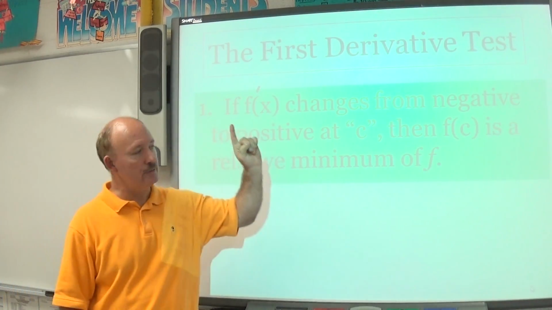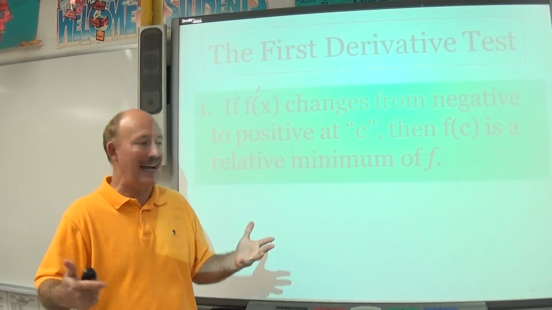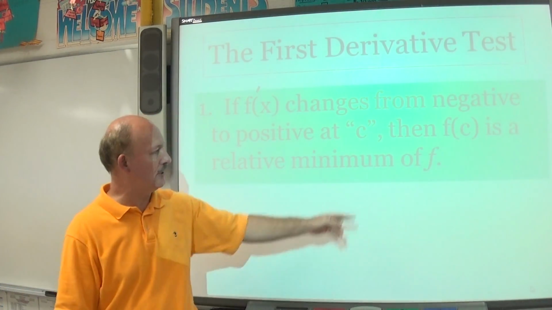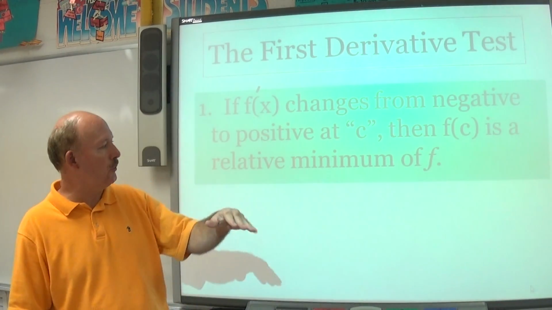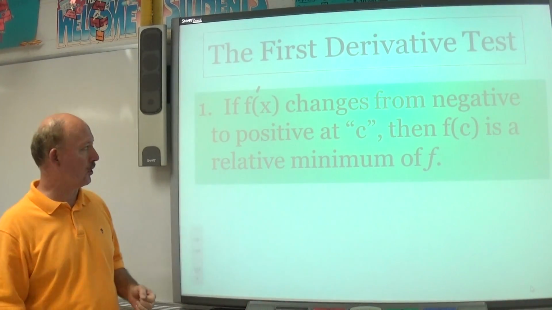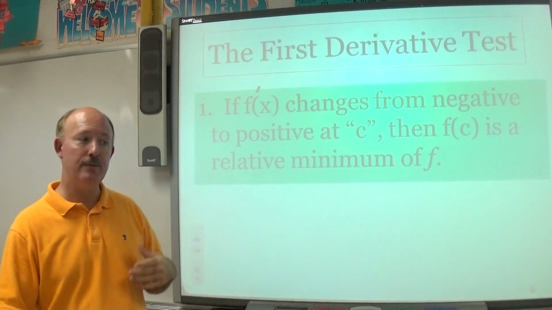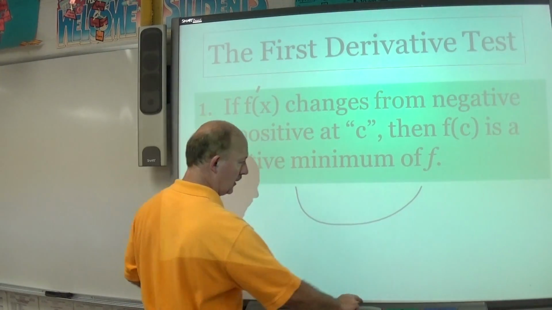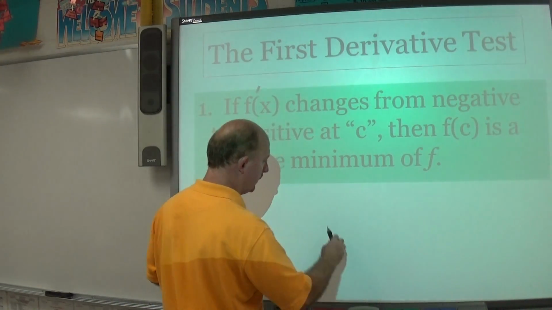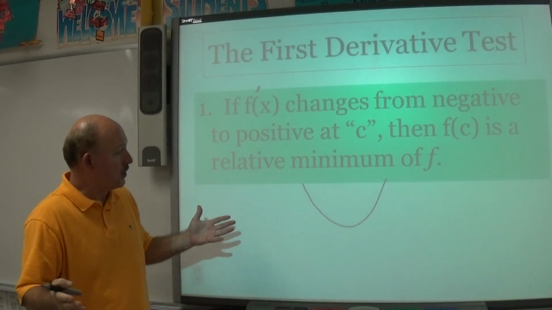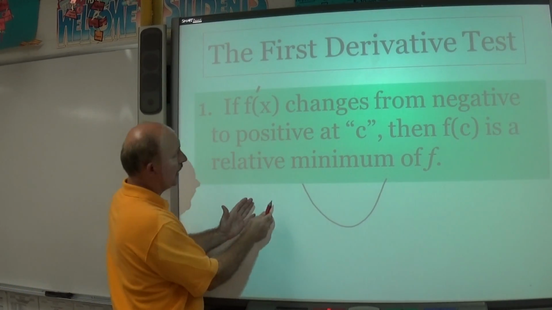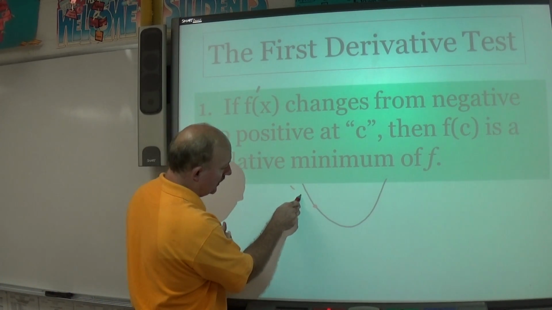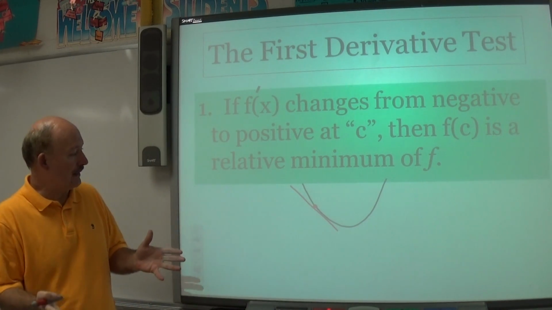If the derivative changes from negative to positive at some c value, then f of c is a relative minimum of f. So f of c would be the y value. So that y value would be a relative minimum on your curve. So if the derivative changes from negative to positive, now think about this. So you've got a curve of some type, like so. And on that particular part of the curve, you locate the derivative at a particular point. So let's say the derivative here, as you draw your tangent line to the curve at this particular point.